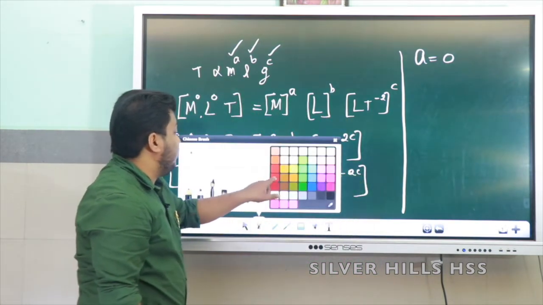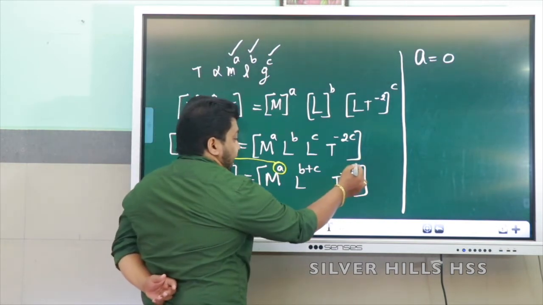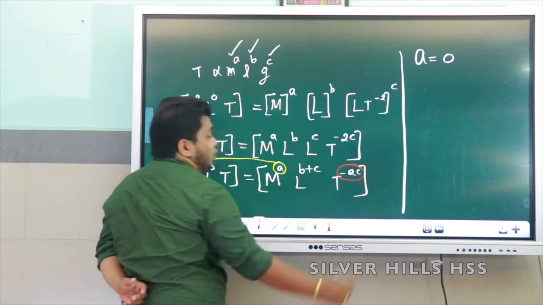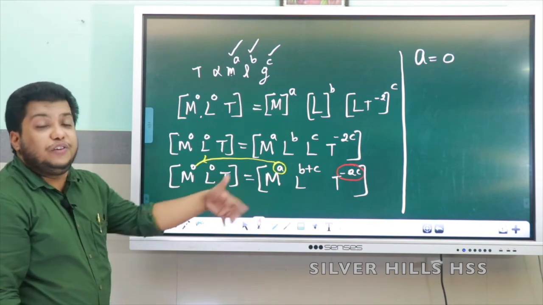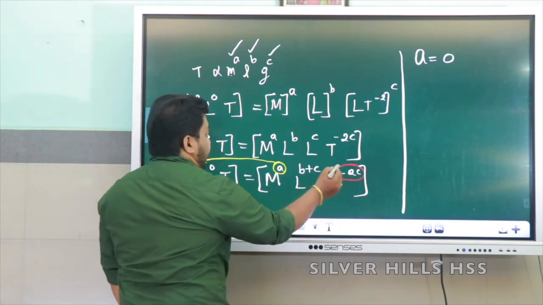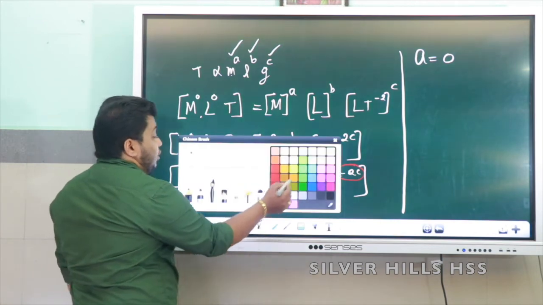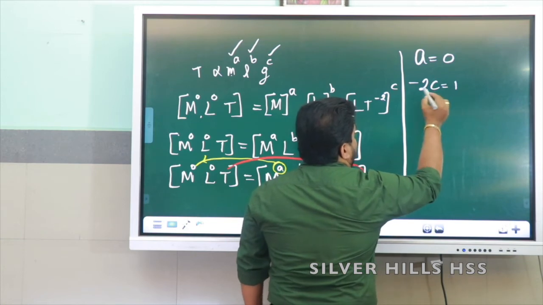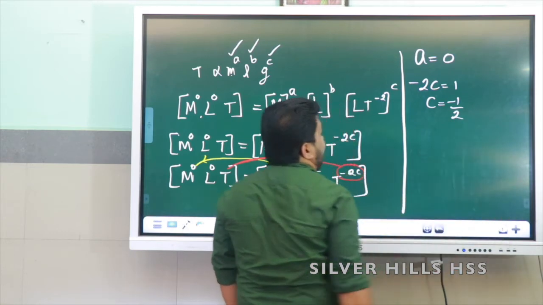Now we can check that for T. On the right side, the power of T, or the dimension of T, is minus 2c. On the left side, that is 1. So I can write one more thing: minus 2c is equal to 1. If minus 2c is 1, c is equal to minus 1 by 2.